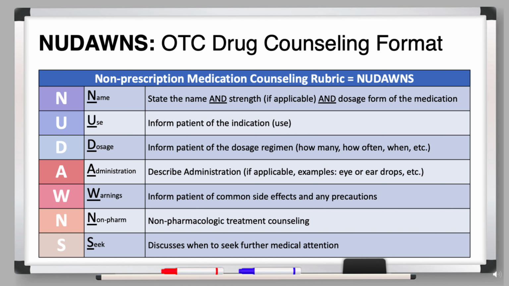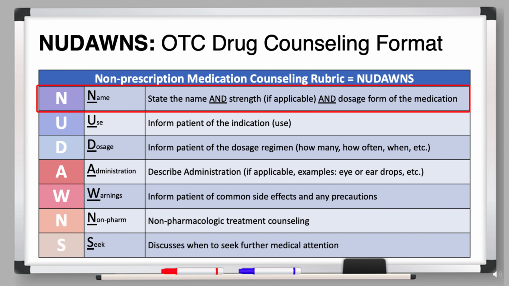So it is to help you remember the sequence and the topics to cover to provide them in an organized, straightforward way to provide that information to your patients. So let's start with what does each letter stand for. So NUDAWNS, and again spelled N-U, not N-E-W, so N-U for new. The first letter N stands for name.